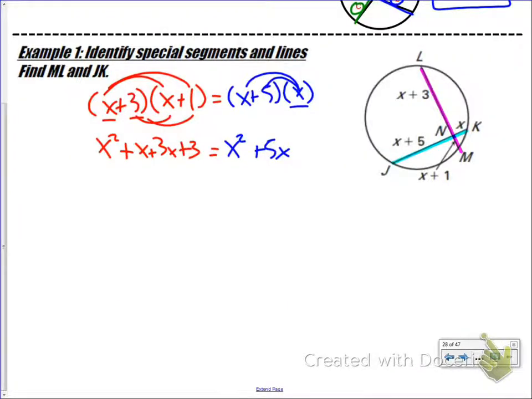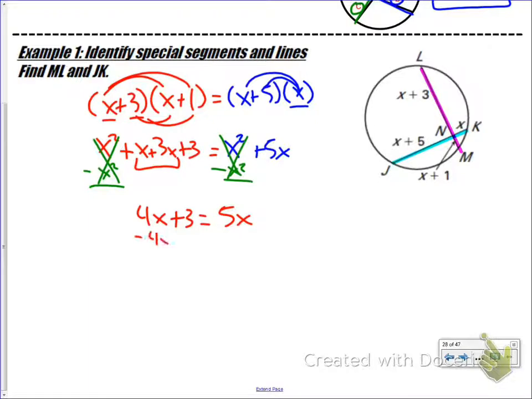Now what we have is x squared on both sides of the equation. So I'm going to subtract x squared from both sides, and it's going to cancel out on both sides of my equation. It's going to leave me on the left-hand side with x and 3x, which are like terms. We can put those together as 4x plus 3, and that's going to be equal to 5x. We subtract 4x from both sides, and I'm going to get 5x minus 4x is 1x, or just x, equal to 3.